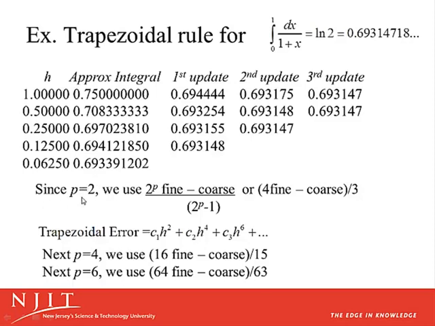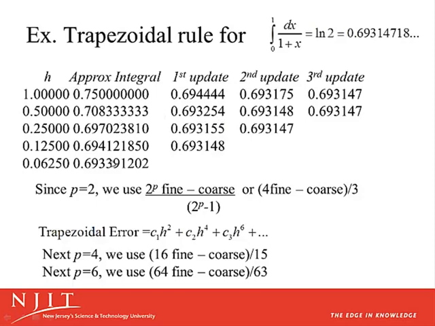Since for trapezoidal rule p is 2, remember the error is order h squared, that's why we get the 2. So we take 4 times the finer computed integral minus the coarser, divided by 2 squared minus 1, or 3. In this case, we would take 4 times 0.7083333 minus 1 times 0.75, and we divide by 3 to get an updated value, which is 0.694444. If we use h is 1/2 and 1/4, taking 4 of the fine value minus 1 of the coarse value, dividing by 3, we'll get 0.693254.